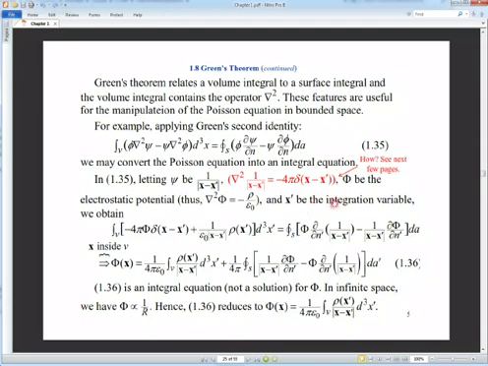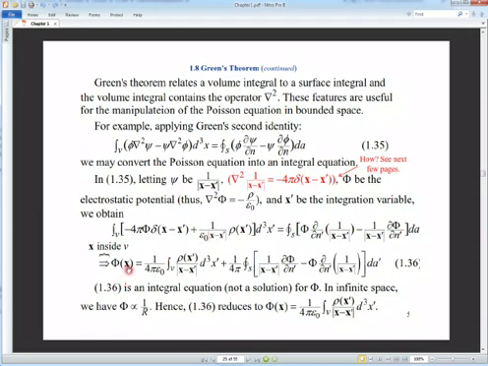And x prime is the integration variable. So the integration variable of this equation is x prime, not x. You should be careful with this. We obtained this equation, so just put these definitions in relation 35, and you can reach this equation here.